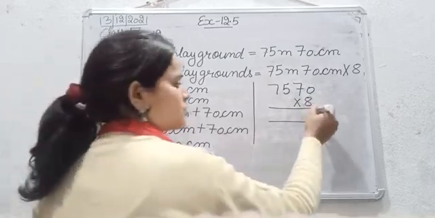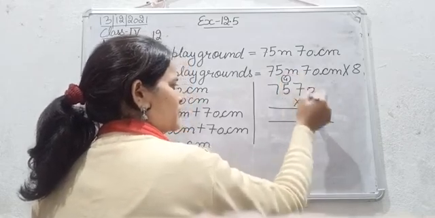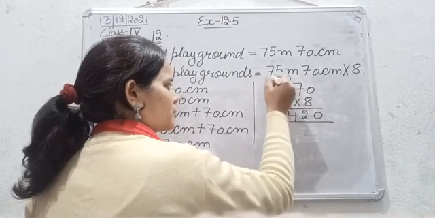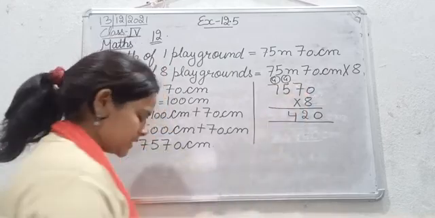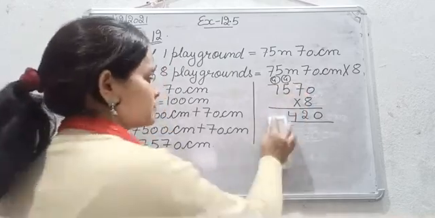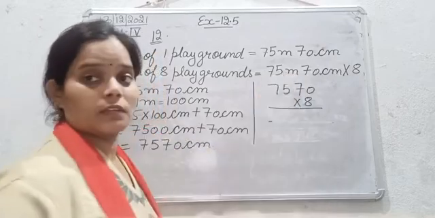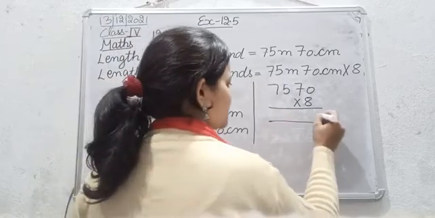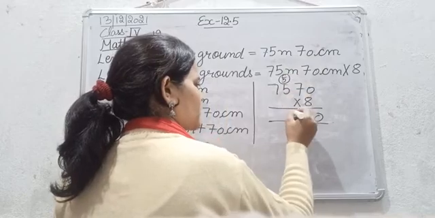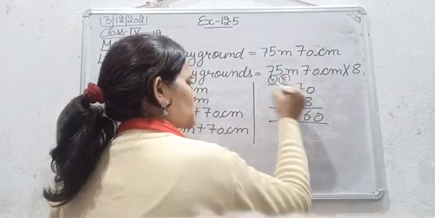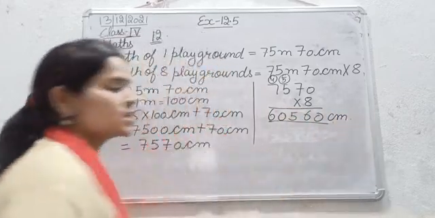Okay. 8 zeros are 0, 8 sevens are, sorry, this is not 42, 8 sevens are 56, 5 carried. 8 fives are 40 plus 5, this is 45. 8 sevens are 56 plus 4, 60. This is 60,560 centimeter.